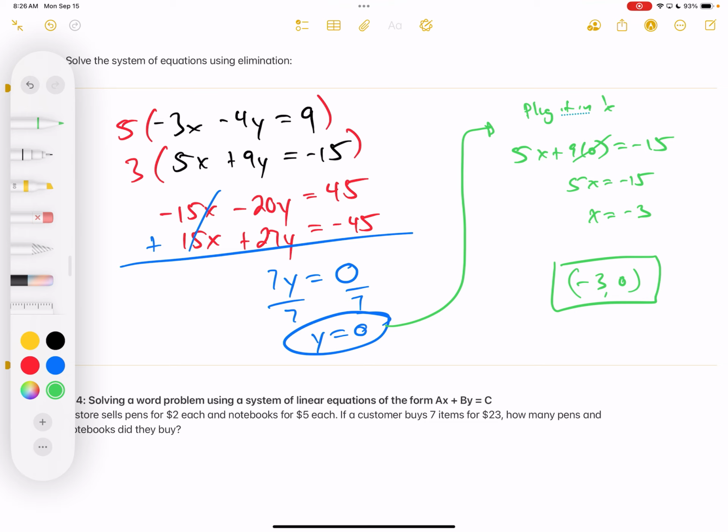So you may have to multiply both equations to get a common number to cancel out. You just want to find the least common multiple to do these.